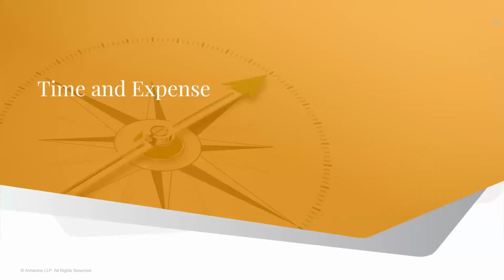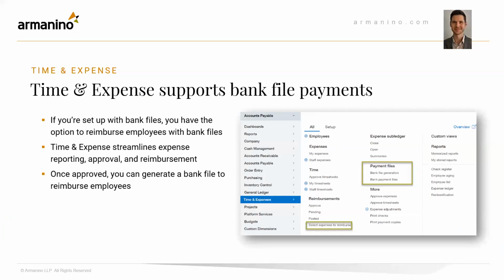And we'll go back to Jeremy for time and expense. Awesome. So time and expense, if any of you are not aware, is a neat module that allows you to manage and maintain your employee expense reimbursement and approval process. If you're set up with time and expense, previously you would not have had the option to pay or reimburse your employees with a bank file.